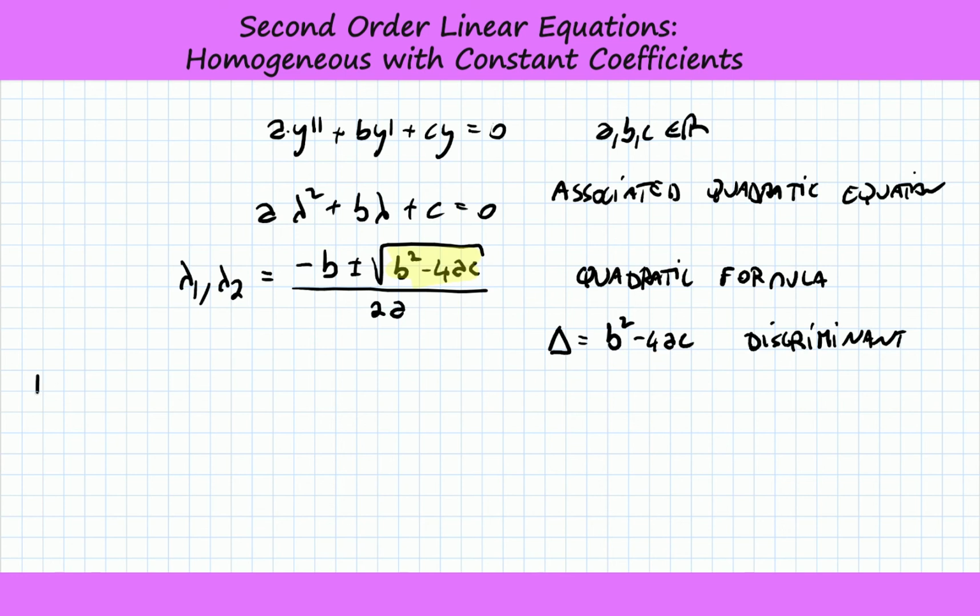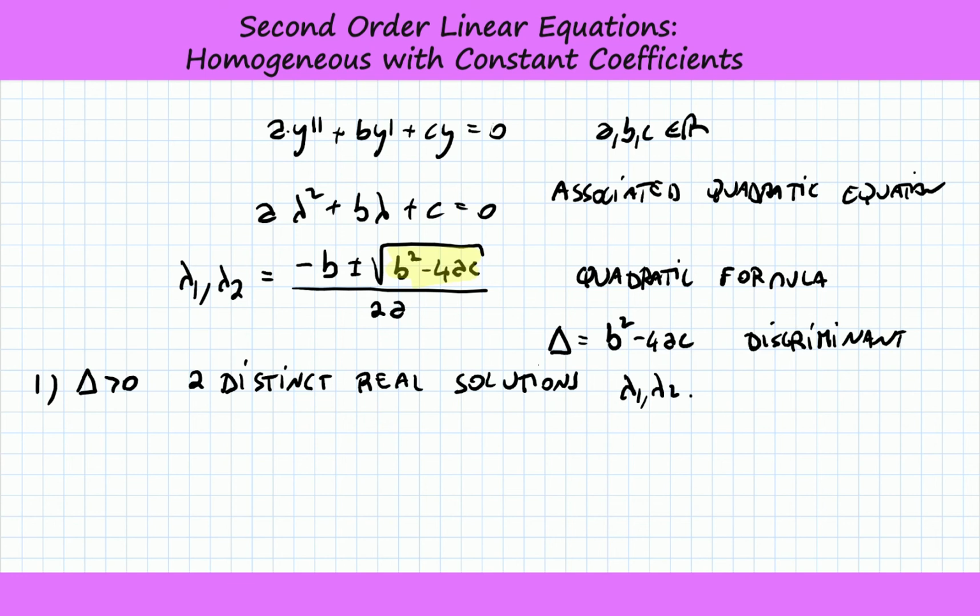So case 1, if delta is strictly positive, then in the formula I'm taking the square root of a positive number, which gives me some real number. Then I have plus or minus, so I obtain two distinct real solutions, lambda 1 and lambda 2. Okay, they are going to be different. One is obtained by choosing plus and the other by choosing minus.